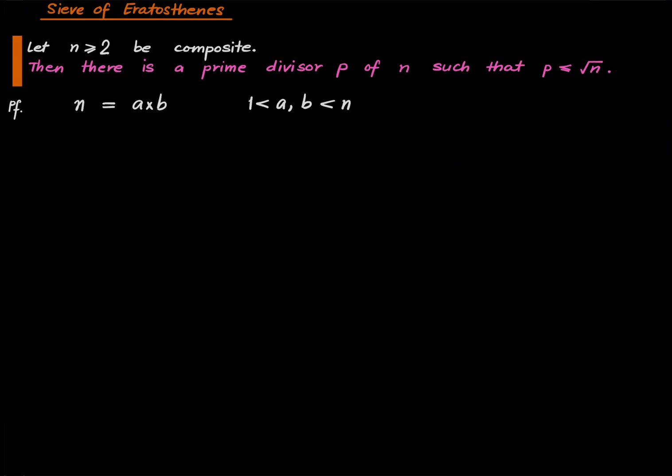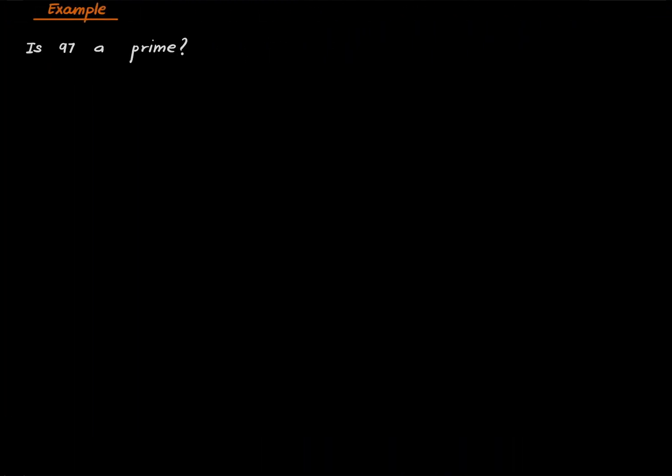So, coming back to our original question, we want to check if 97 is a prime. We calculate the square root or estimate the square root, and one estimate is this. Now we need to check for divisibility of 97 by only the primes which are at most 10. And all those primes are listed here. And we can check by hand that 97 is not divisible by any of them.